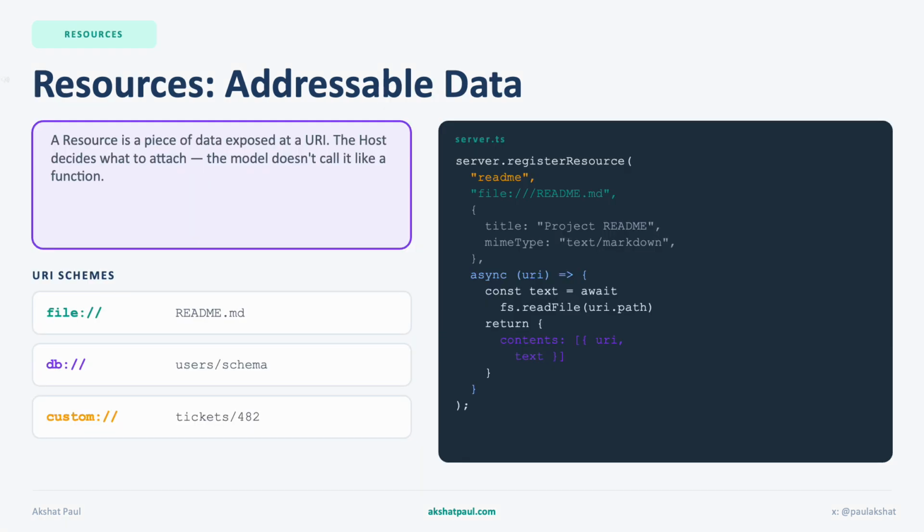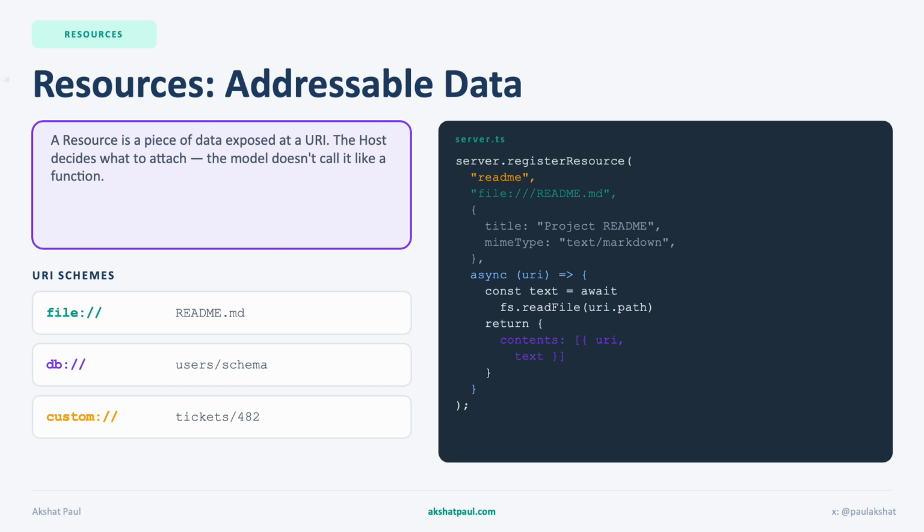Now let's go deep on resources, the second primitive and the one most often confused with tools. A resource is fundamentally a piece of data exposed at an address, a URI. The key conceptual difference from a tool: the model doesn't decide to call a resource the way it calls a function. Instead, the host application is typically the one deciding which resources get attached to the conversation context.